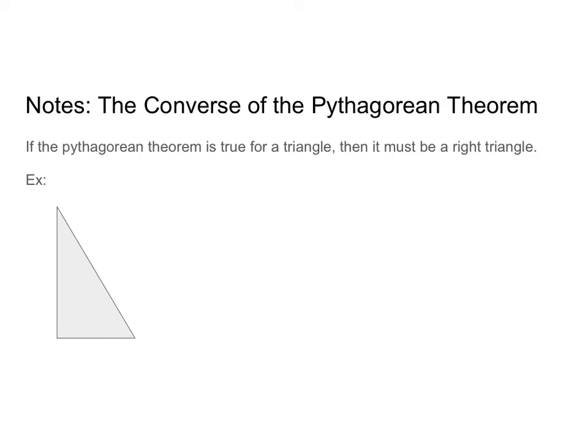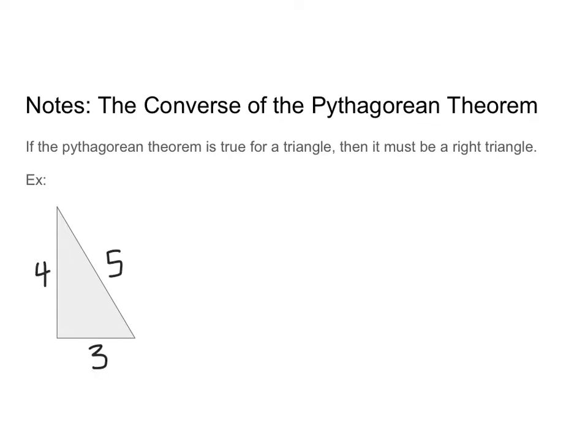So this is notes. The converse of the Pythagorean theorem is your title. We're going to say that if the Pythagorean theorem is true for a triangle, then it must be a right triangle. This is a way of proving whether you have a right angle or not, which is a really useful thing in geometry, to be able to prove that something is a right angle. So let's look at an example.